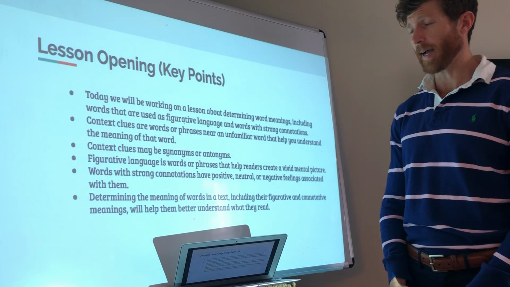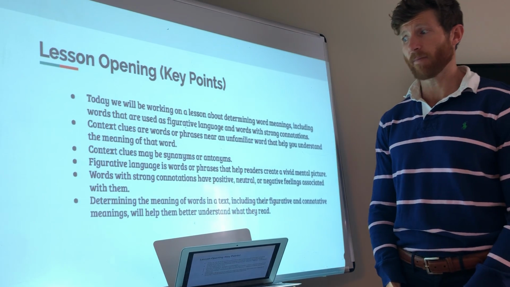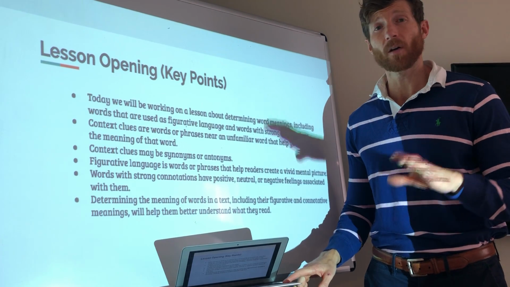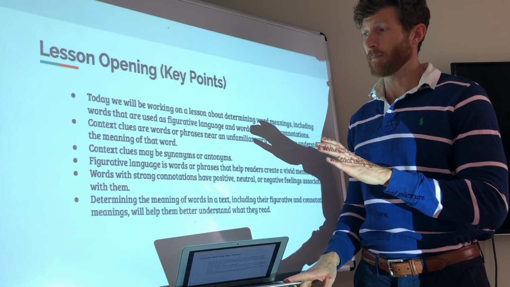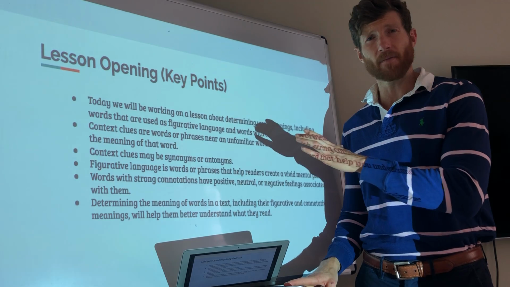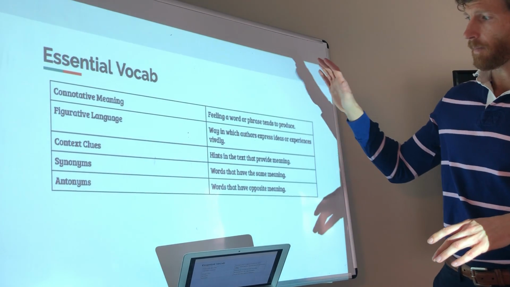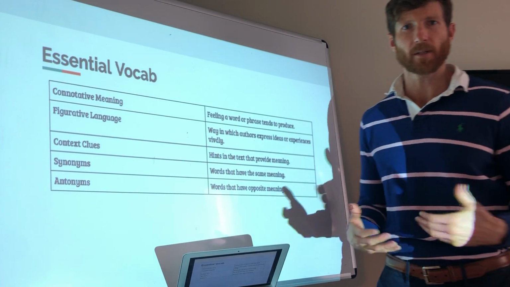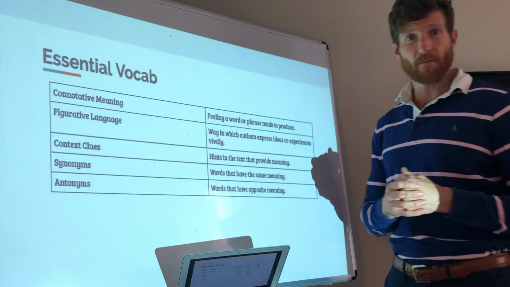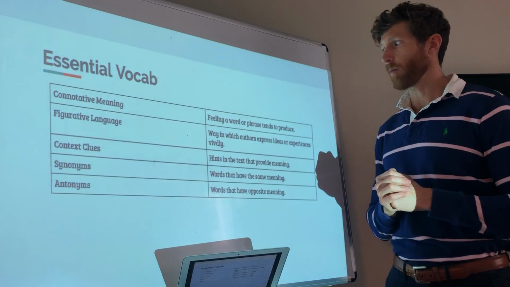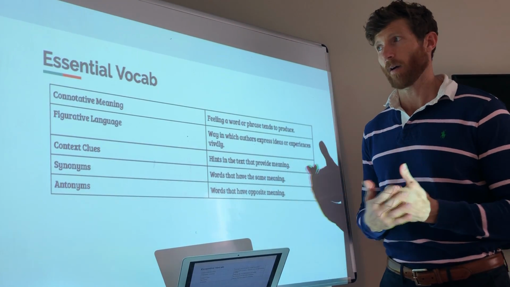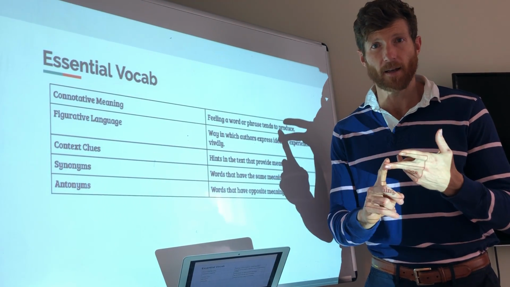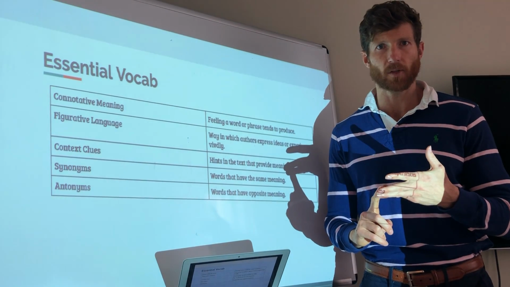Determining the meaning of words in a text, including their figurative and connotative meanings, will help you better understand what you read. So, I know there's a lot of unfamiliar vocab and lots of definitions in here. So, let's take a look again at these words, and I'm going to go over the definitions one more time with you, okay? So, connotative meaning. It's the feeling a word or phrase tends to produce, okay? Connotative meanings can have positive, negative, or neutral associations.